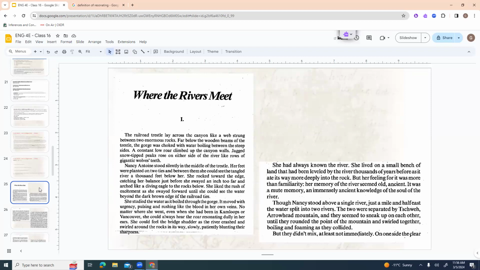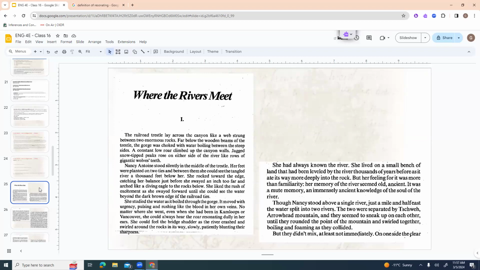She liked the rush of excitement as she swayed forward until she could see the water beyond the dark brown edge of the railroad ties. She studied the water as it boiled through the gorge. It moved with urgency, pulsing and rushing like the blood in her own veins. No matter where she went, even when she had been in Kamloops or Vancouver, she could always hear the roar resonating dully in her ears. She could feel the bridge shudder as the river crashed and swirled around the rocks in its way, slowly, patiently blunting their sharpness. She had always known the river.